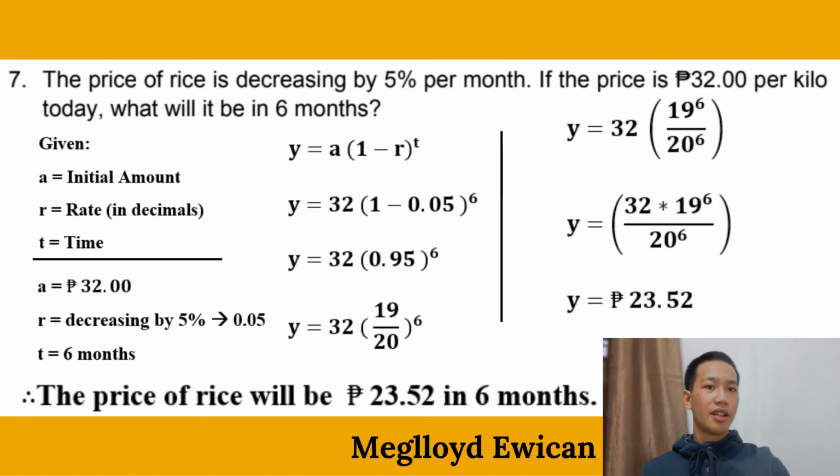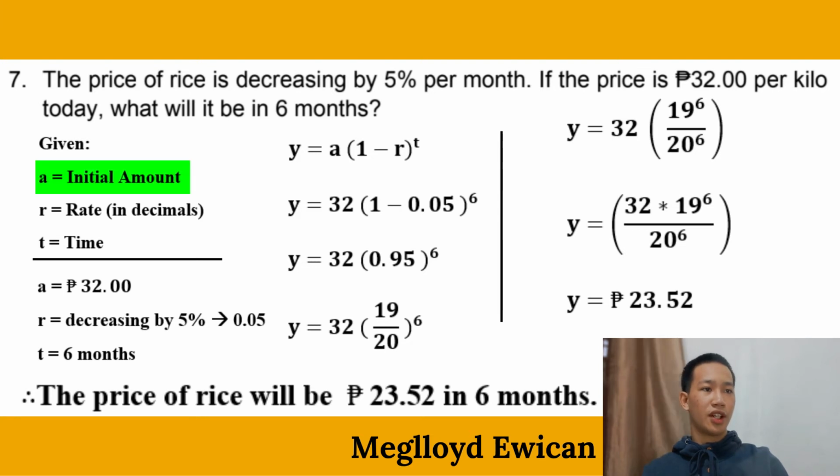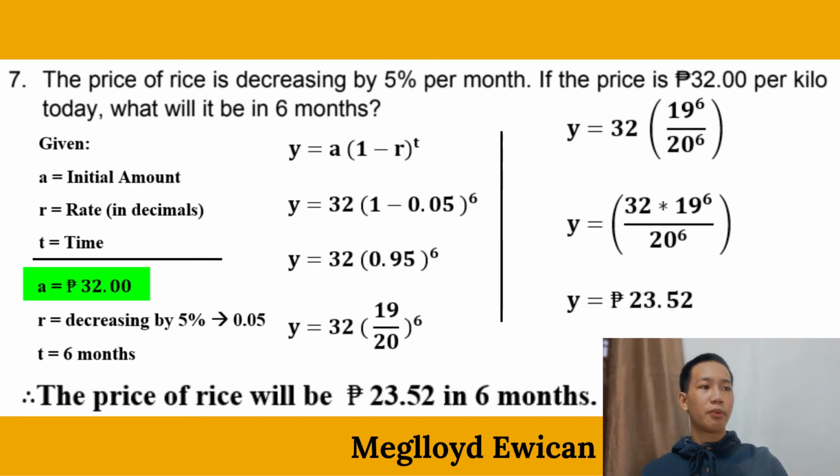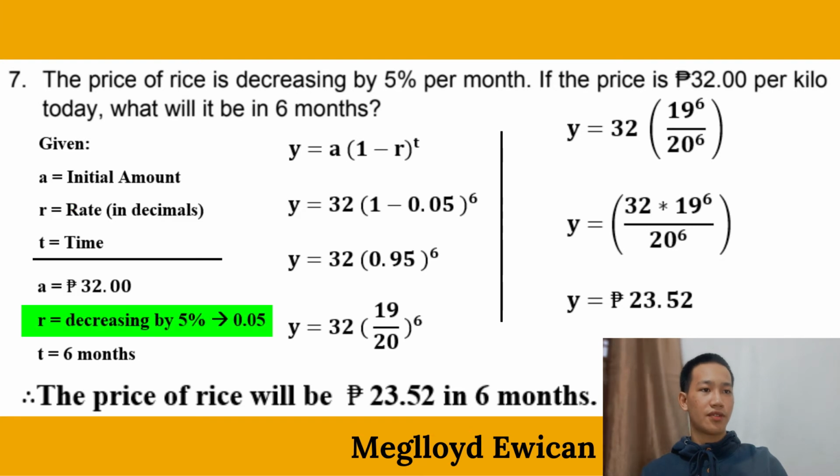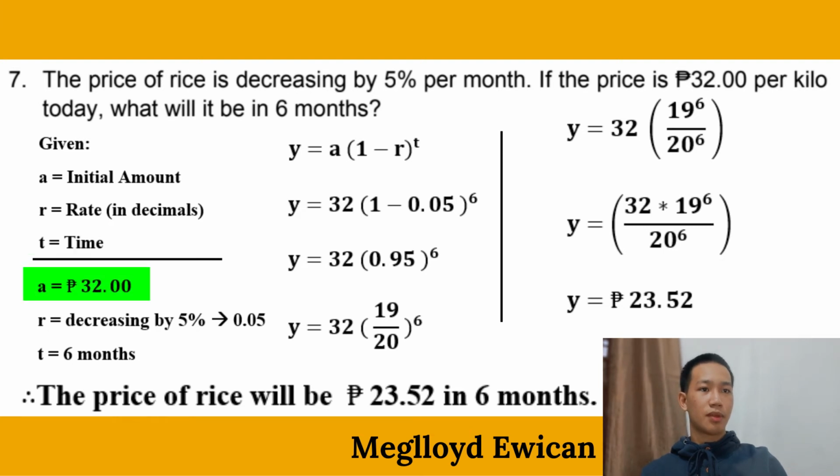Number 7. In this given problem, we are tasked to find the price of rice in 6 months if its value is decreasing by 5% per month. All we have to do is identify the given values. So we have A for initial amount, which is 32 pesos, R for rate, which is 5% or 0.05 in decimal form, and T for time, which is 6 months. We can clearly see that this problem involves exponential decay because of the word decreasing.